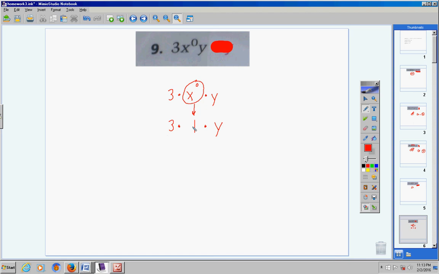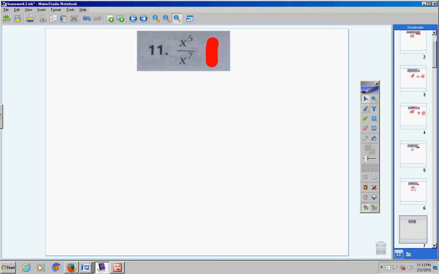So 3 times 1 is 3 times y is 3y. So your answer is 3y. Number 11. Alright, you were taught that when you're dividing like bases, write the base once up top and subtract the top minus the bottom. So 5 minus 7 is negative 2. Now there's nothing left in the denominator, so we put a 1.